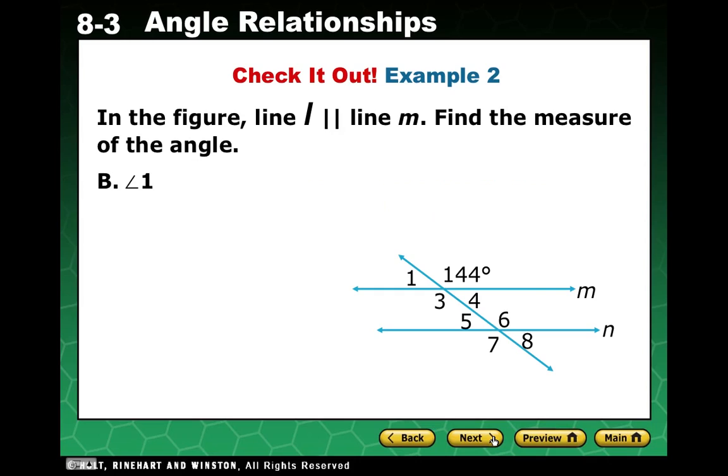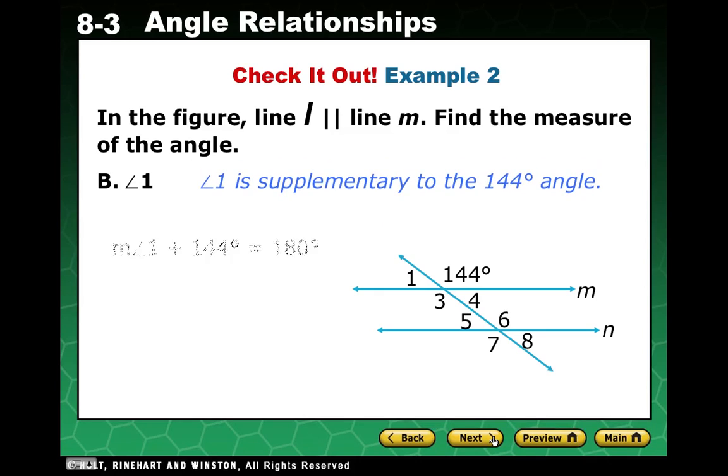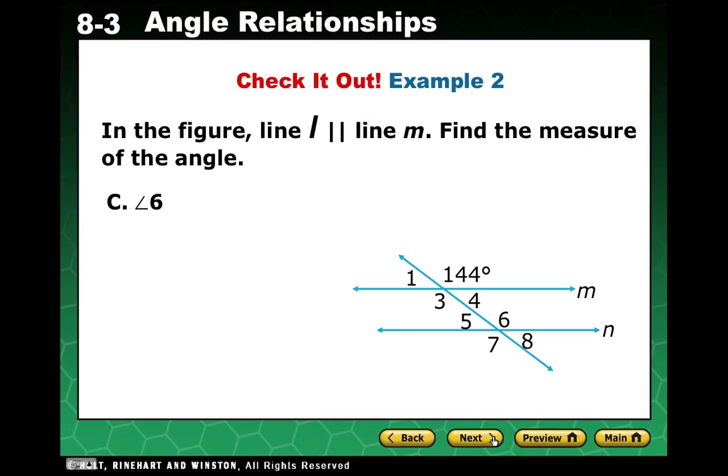Okay, angle 1 is supplementary with the 144 degree angle, so we can just find the difference there, and we get 36 degrees. This means that angle 1, 4, 5, and 8 are all 36 degrees. Angle 1 because of supplementary angles, angle 4 because of vertical angles, angle 5 because of alternate interior angles, and angle 8 because of vertical angles.